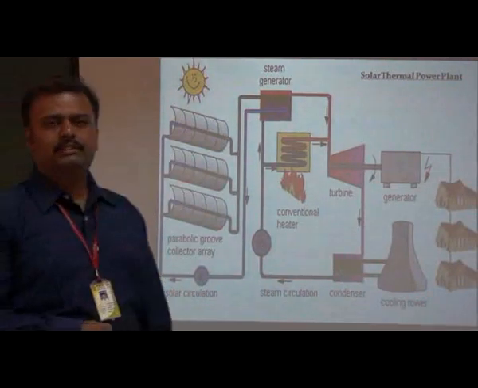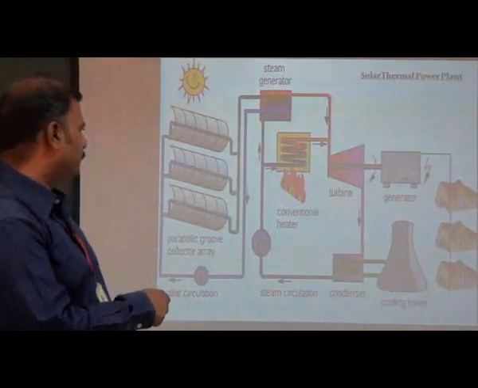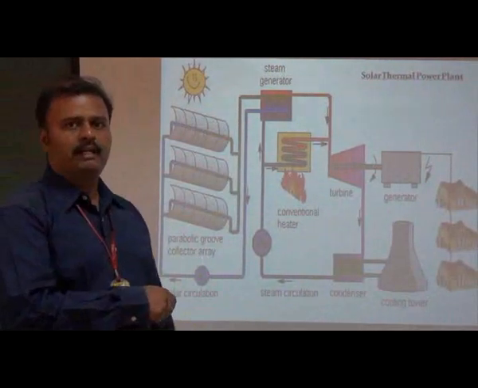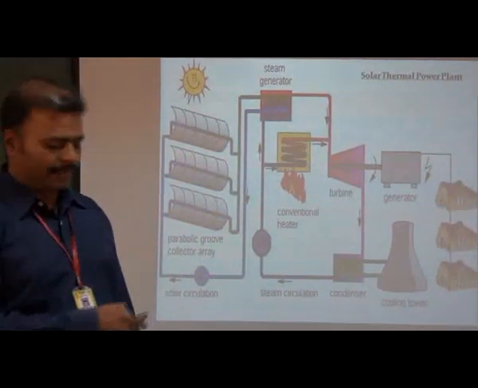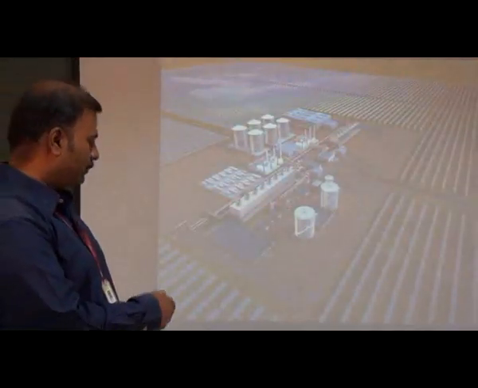There are two circuits we are using here. One is the primary circuit and the other one is the secondary circuit. The primary circuit is nothing but the solar collectors, and the secondary circuit is nothing but a steam turbine power plant. So this is the best example of the solar power plant.